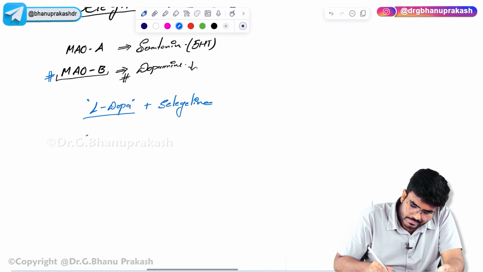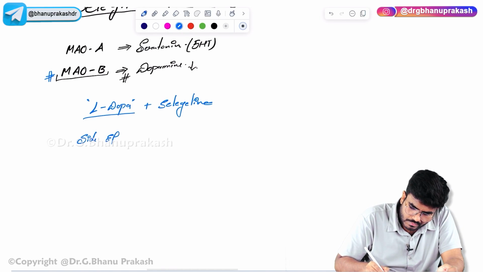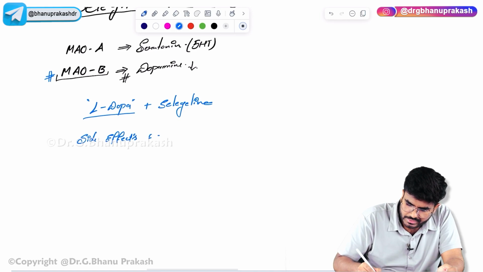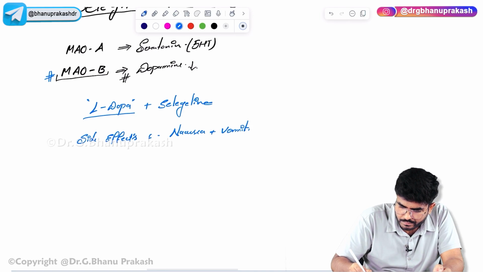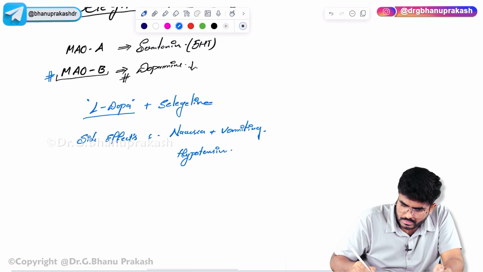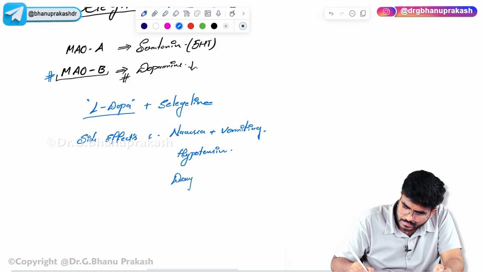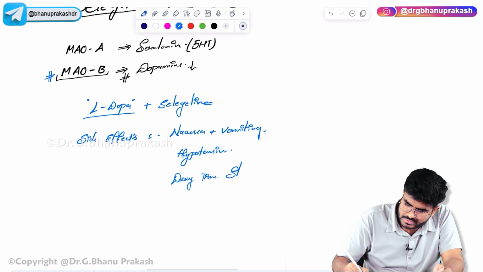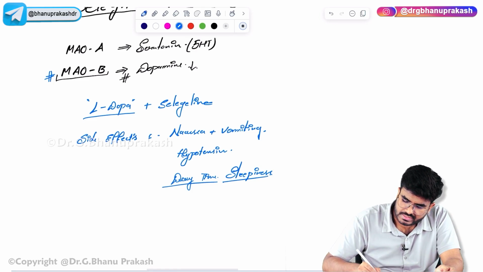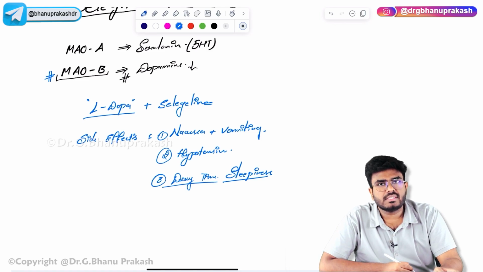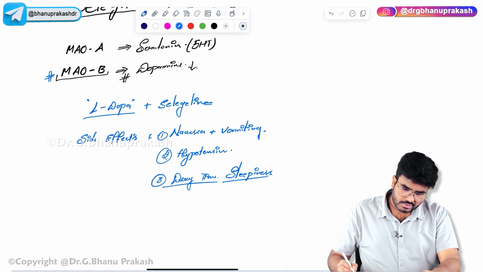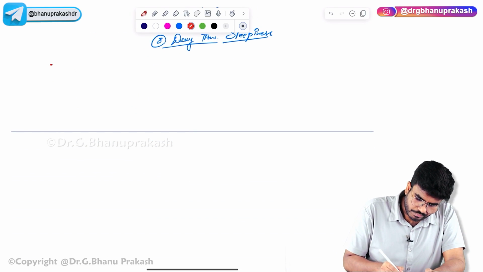What are the side effects? The side effects are nausea, vomiting, hypotension, daytime sleepiness, excessive daytime sleepiness. So if you use this drug, there are some side effects. Nausea and vomiting are common for everything. Okay, nausea, vomiting, hypotension and daytime sleepiness. These are the three problems with the salicylic. Now, what else you should know is there is something called serotonin syndrome.